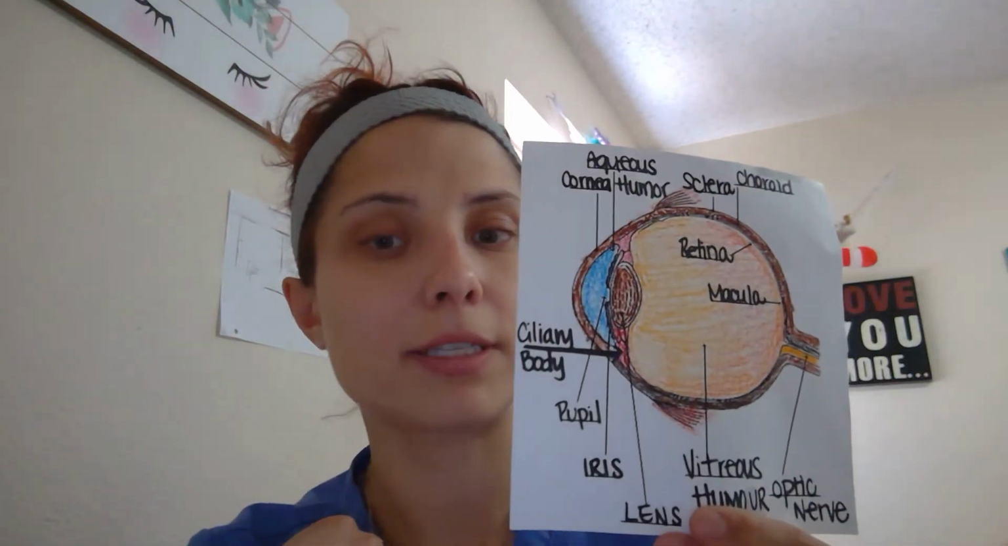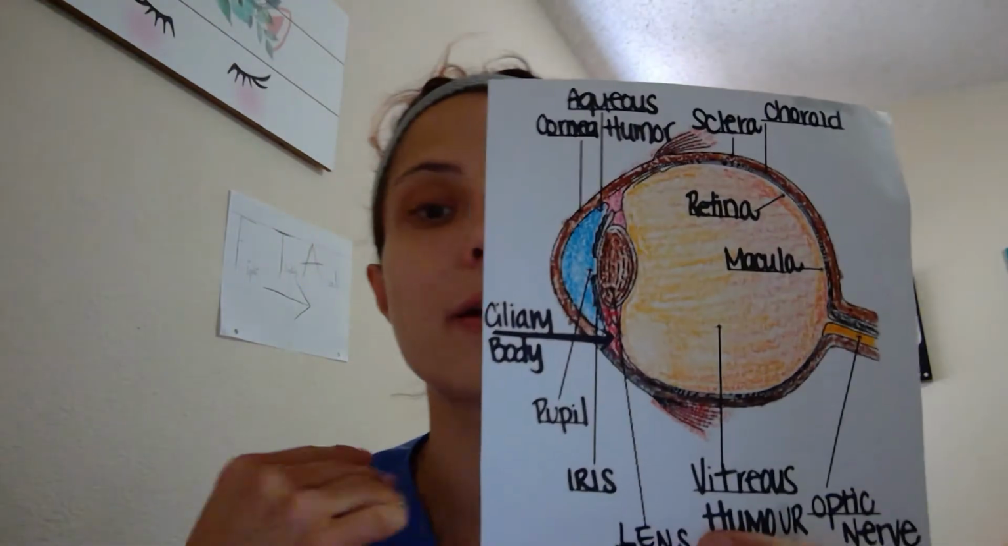The muscles involved in moving the eyeball are connected to the sclera.